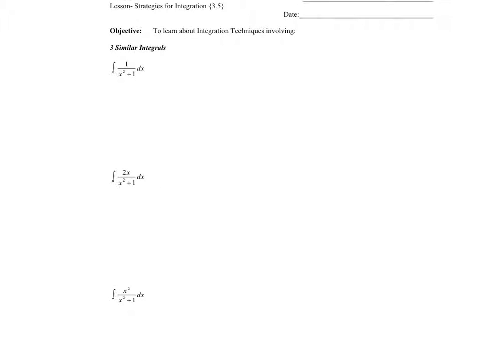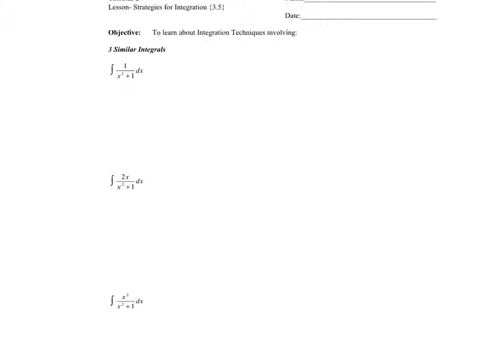I got this from an old textbook. I forget, I think it was the Larson textbook. But it really drives the point home because you have these integrals, and it's in this section called three similar integrals. You look at it, all the denominators are the same, but how we're going to attack each one is completely different, right? So how do we know what to do under what circumstance?